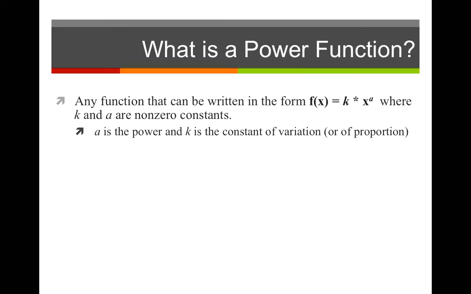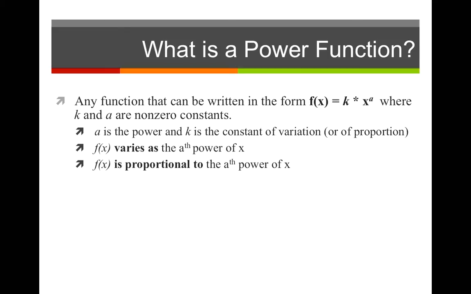We also call a the degree, like when we are in polynomials, we think about it as degree 2 or degree 3 or stuff like that. We can say that f of x varies as the a-th power of x. So like if a was 2, we could say f of x varies as the 2nd power of x or as the square of x. We can also say it in a different way; both of these statements mean the same thing. We could say f of x is proportional to the a-th power of x. So we could say varies as or is proportional to, and it means the same statement.